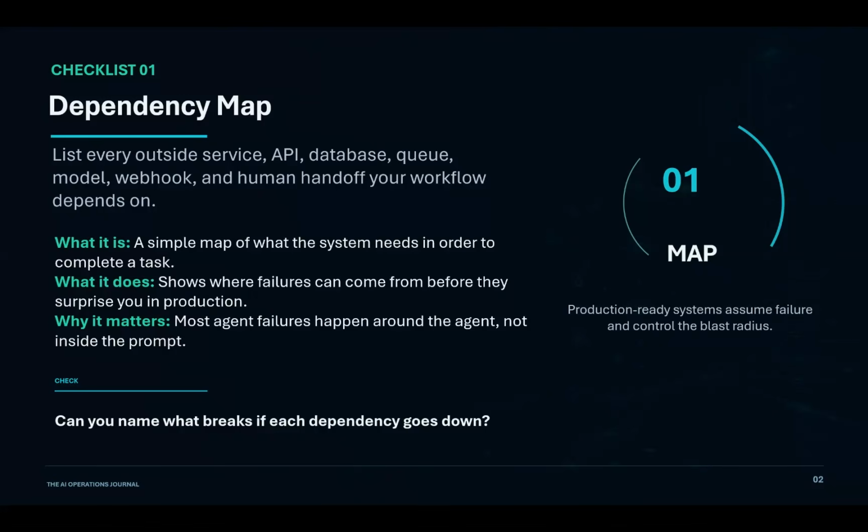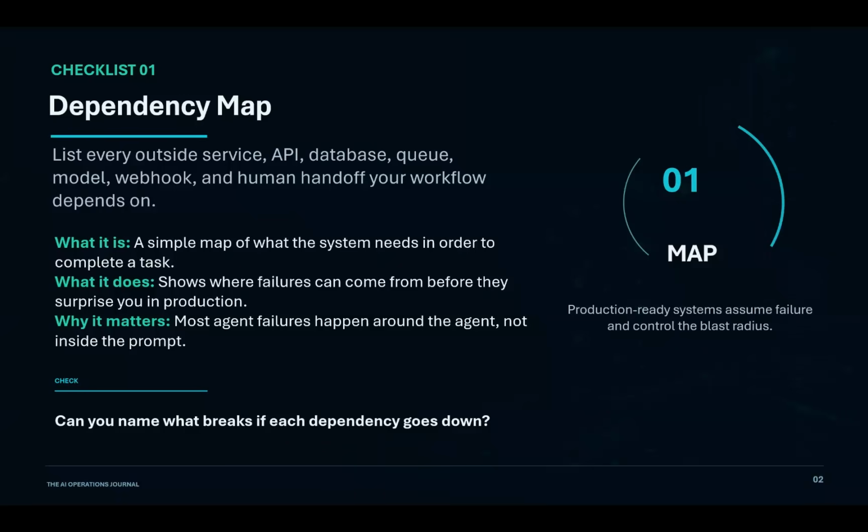Now, the first item in our checklist is the dependency map. This allows you to list every external service, API, database, queue, model, webhook, and human handoff your workflow depends on. It doesn't have to be complicated. It can be a simple map of what your system needs in order to complete a task. That also allows you to see the dependencies, and then you can see where it can fail, where it can break.